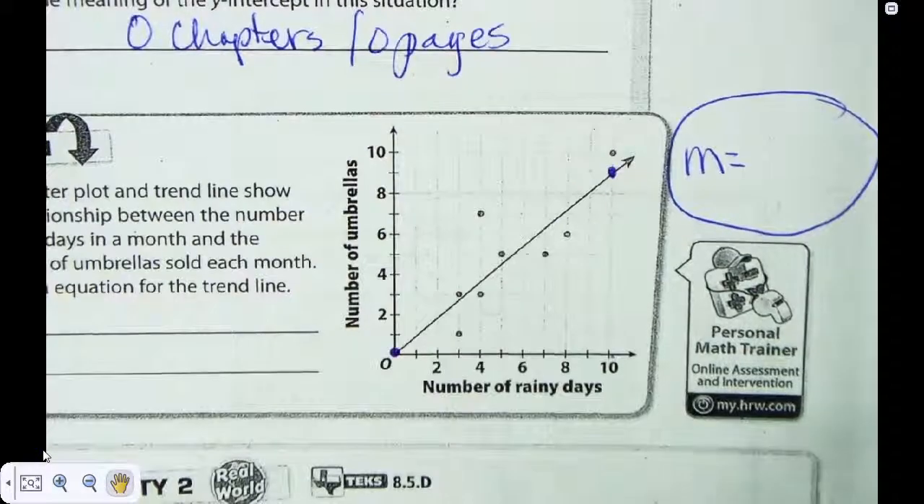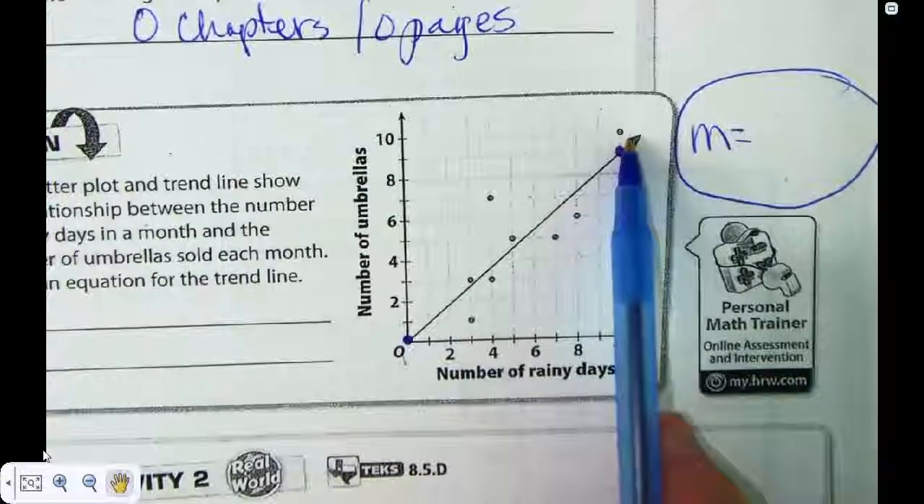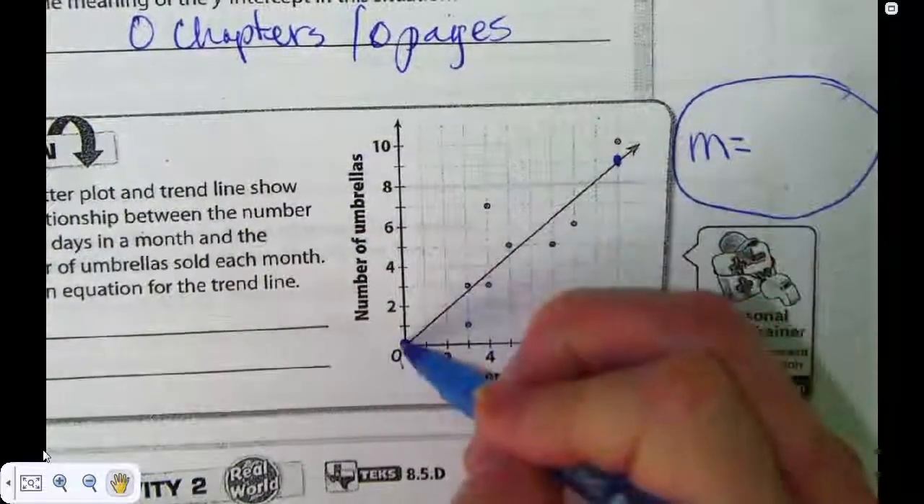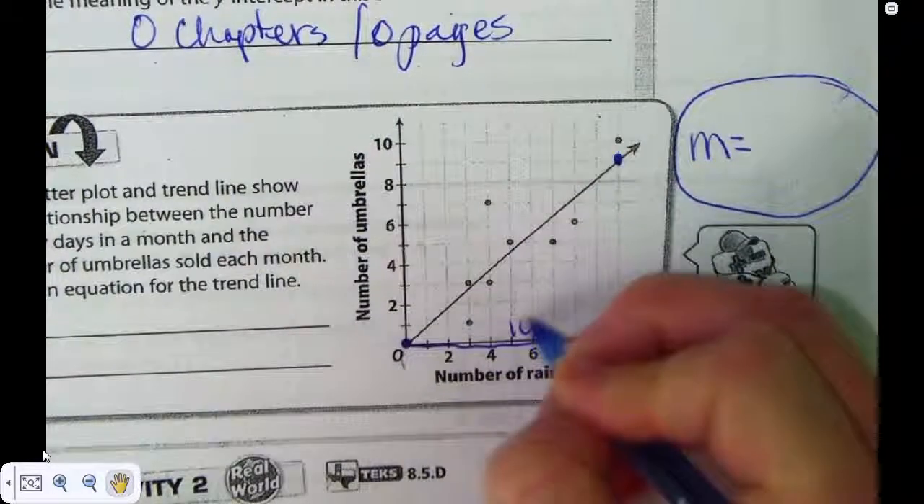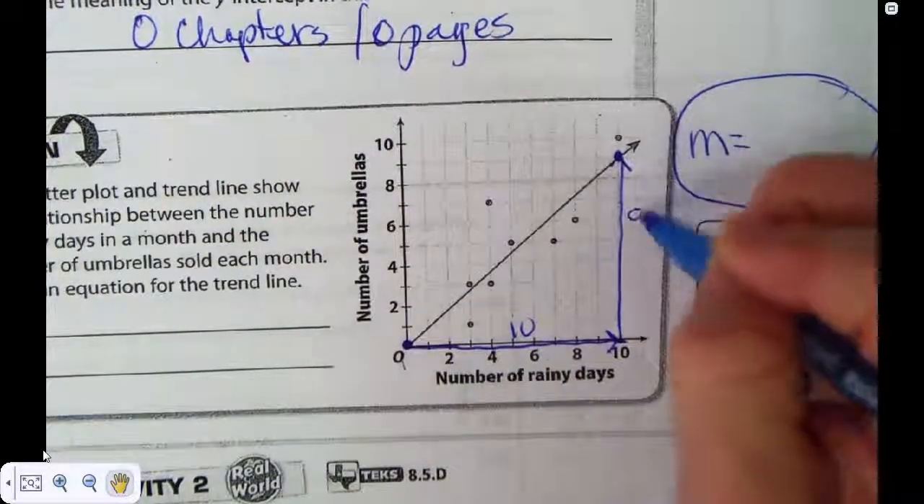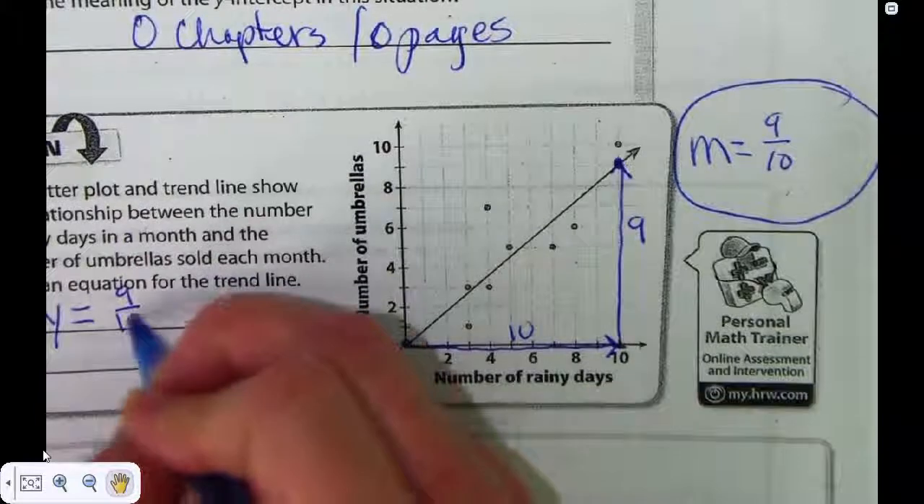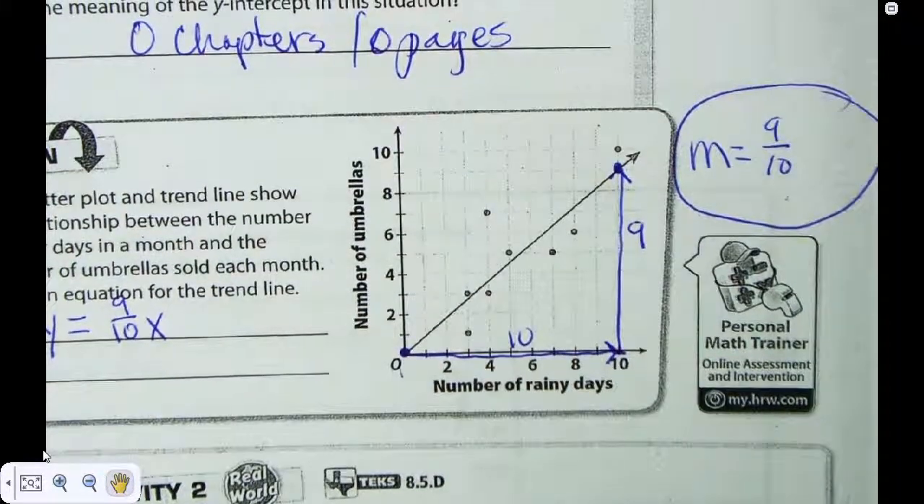So guys, I use 0, 0, and then I use 10, 9 because I can see that exactly on the intersection. The others were close, but that one was dead on. So, I'm going to go over 10, up 9. So 9 over 10. So y equals 9/10 x. Is it proportional? Yes.